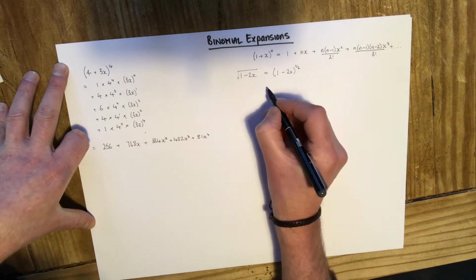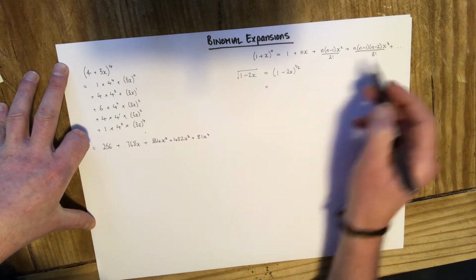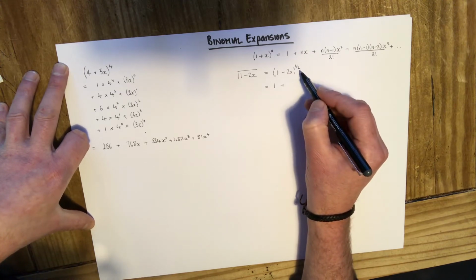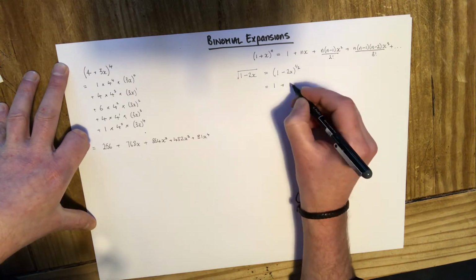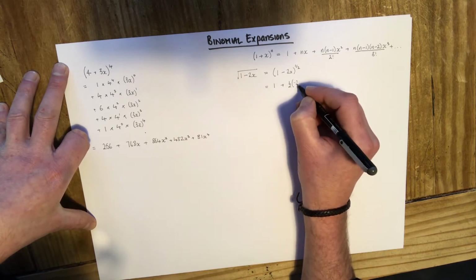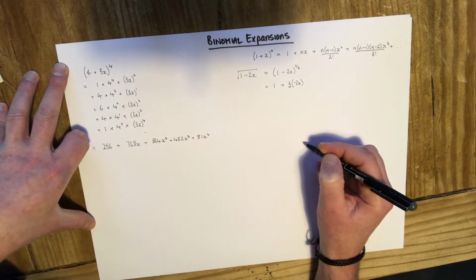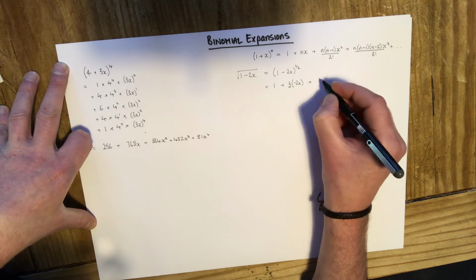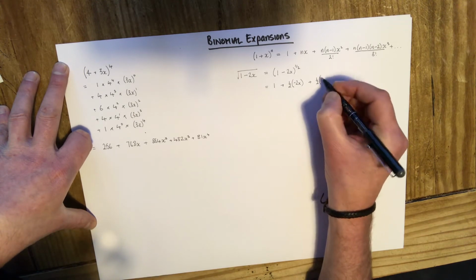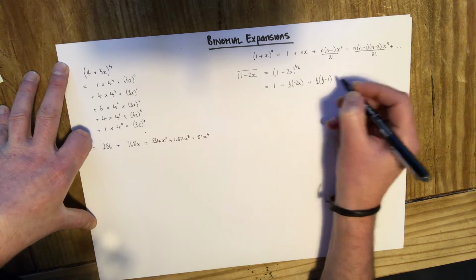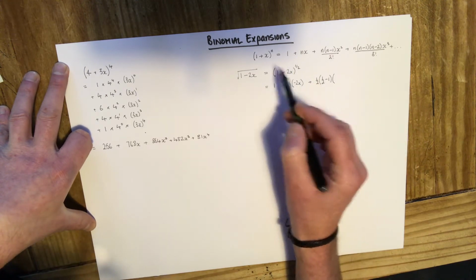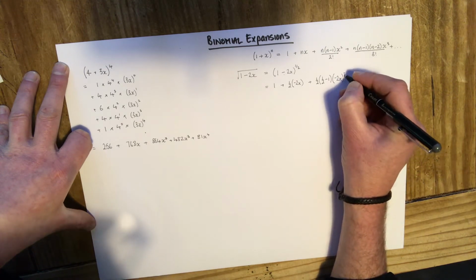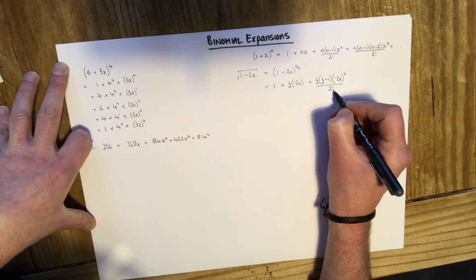And now I'm going to put my values into the formula. So I've got 1 plus n times x, that's a half, times all of this. I strongly suggest you write it out first and then you do your arithmetic later on. Plus n, which is a half, times n minus 1, a half minus 1, times x squared. X in this case is minus 2x. That's minus 2x squared over 2 factorial.